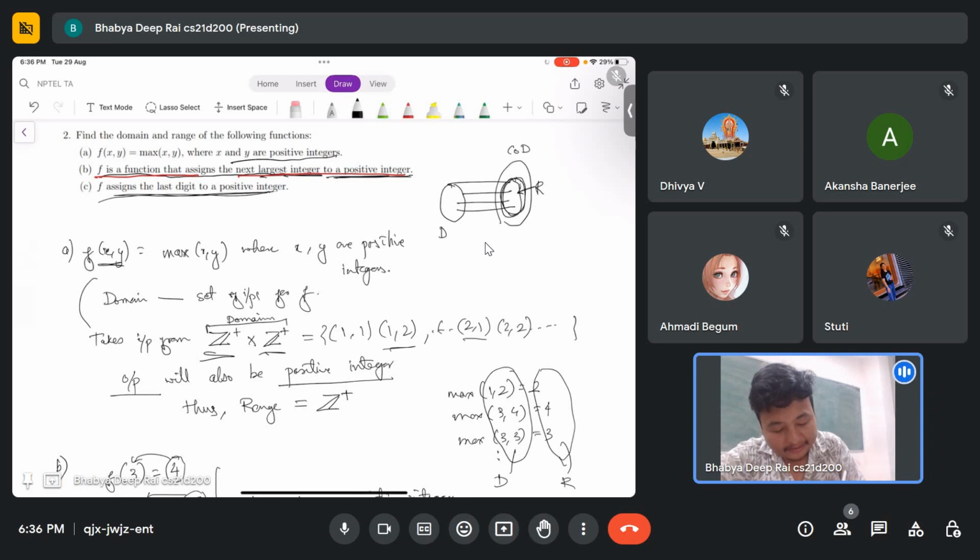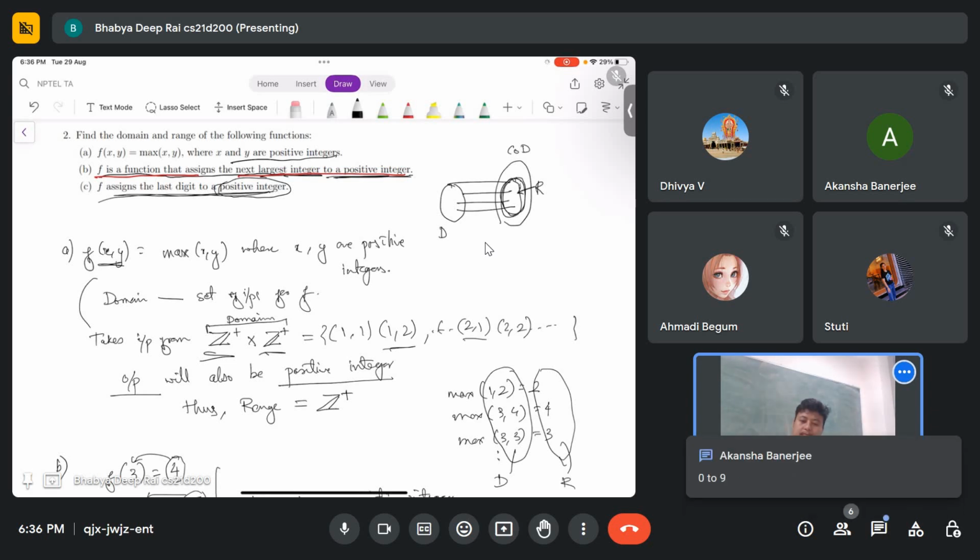So domain, like before, domain is pretty clear, right? You take all inputs from positive integers and you are done. And this is your domain. So you take only positive integers, and the set of positive integers is your domain. But what is the range here? 0 to 9.